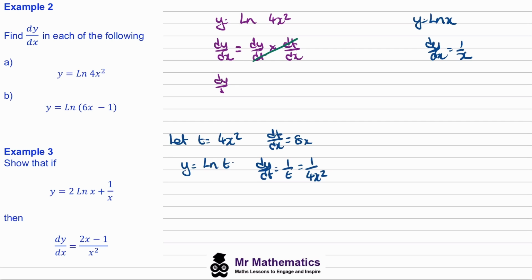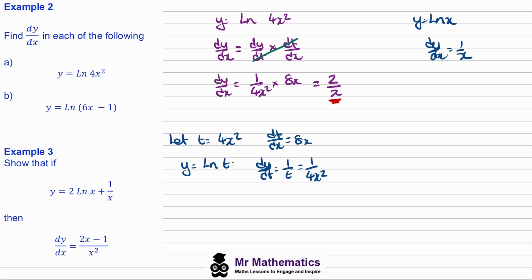Dy by dx will be dy by dt multiplied by dt by dx. We can simplify this. The 8 divided by 4 will give us 2. And the x over the x squared will give us 2 over x. So this is our derivative here, 2 over x. We don't need to go through this process every time. All we do is we differentiate this bigger function, so we have 1 over the 4x squared, and then we multiply that by the derivative of this inner function.